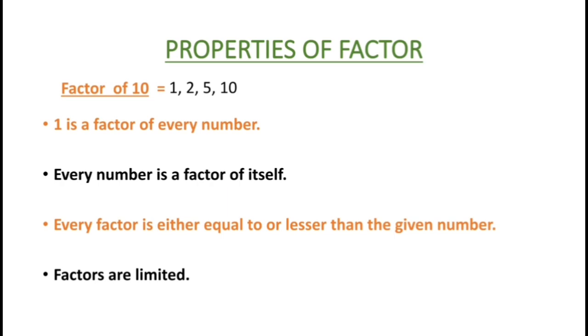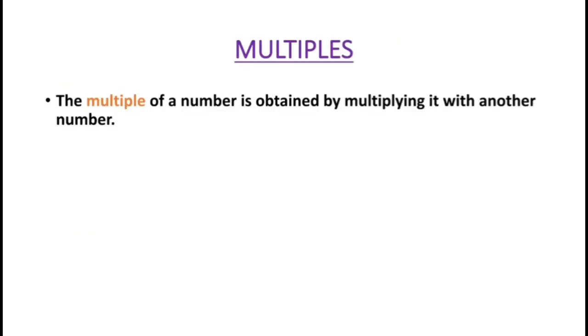Now we understood about factors. Let us understand about multiples. A multiple of a number is obtained by multiplying it with another number. Multiple is nothing but tables. We need to remember like tables. How do we find out the tables? We multiply the number with 1. Correct? Then we multiply the number with 2. Similarly, we will get all the multiples.